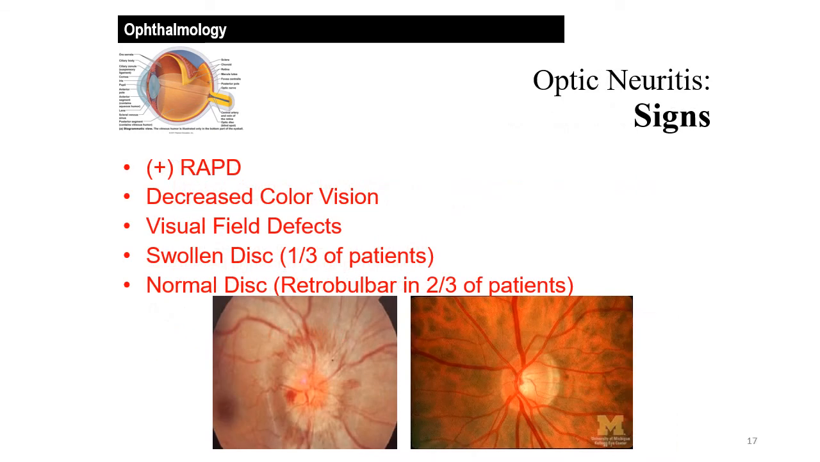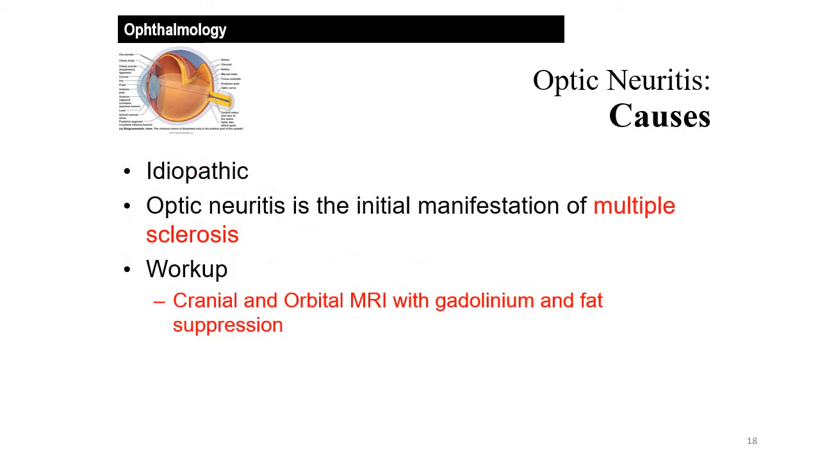The picture on the left shows a swollen optic disc, while the picture on the right shows a normal looking optic disc. It is very important to note that the majority of patients with optic neuritis will present with a normal looking optic disc. Workup is often mandatory as there is a strong correlation of optic neuritis with multiple sclerosis.